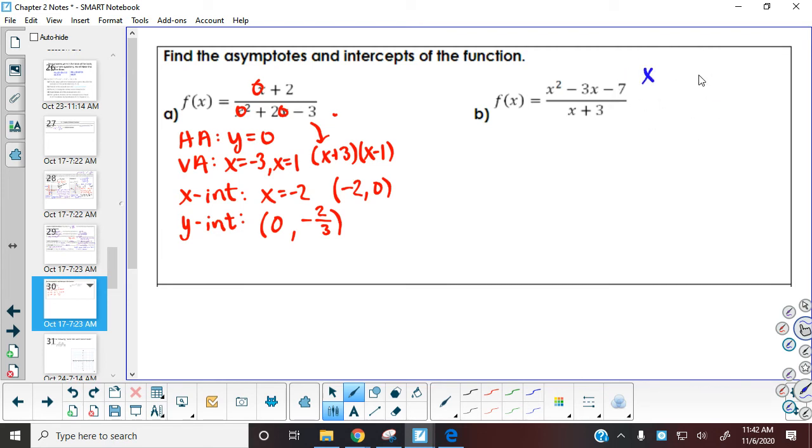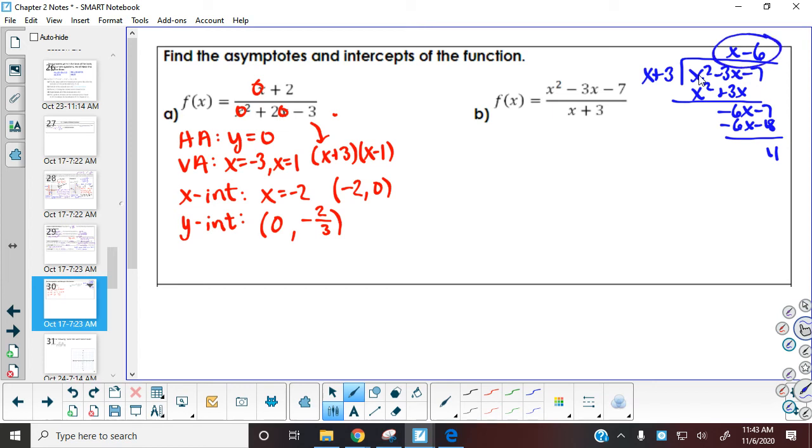I'm going to go ahead and erase this, create a little space for me. I have x plus 3 on the outside, and I've got x squared minus 3x minus 7 on the inside. When I do my long division, I would have x here, multiply around, so I get x squared plus 3x. When I subtract, I'm going to have negative 6x, bring my 7 down, so minus 6, and then I would have negative 6x minus 18, and I would have a remainder of 11.